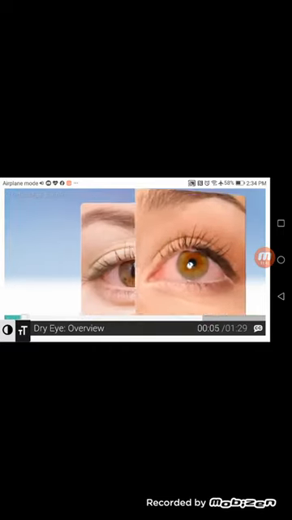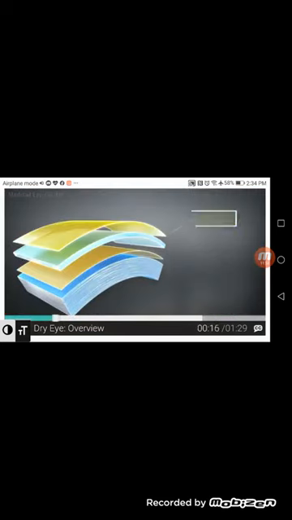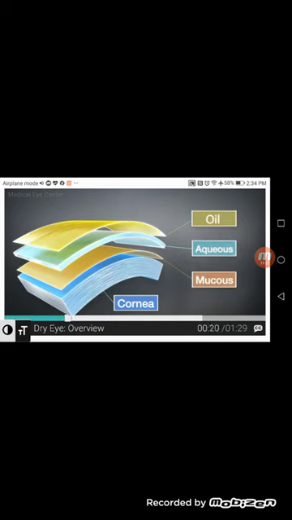Dry eye affects millions of people worldwide and is one of the most common reasons that patients visit their eye doctor. Our tears are a complex mixture of water, oils, and mucus. When vision is healthy, a balance exists between the tear layers. If an imbalance occurs with one or more of the tear layers, the tear system breaks down and dry spots develop.